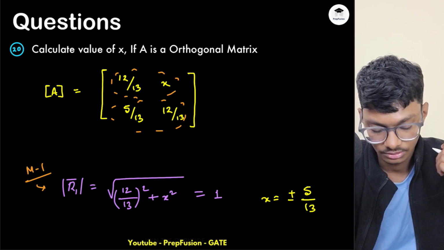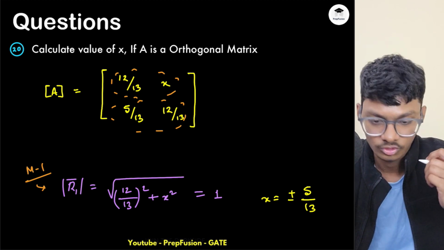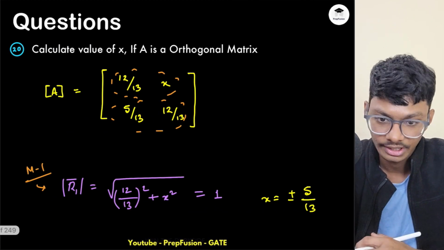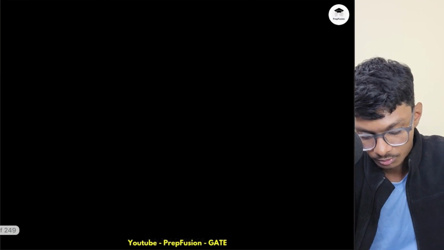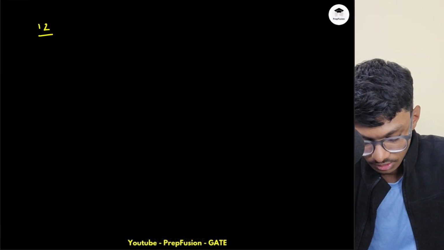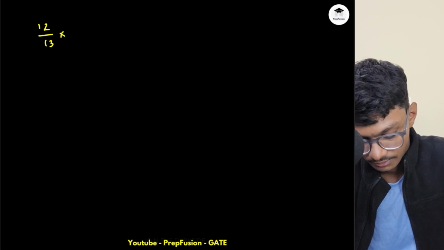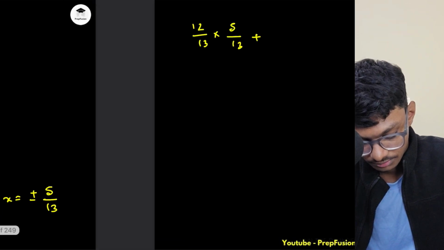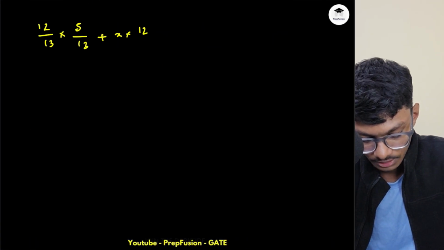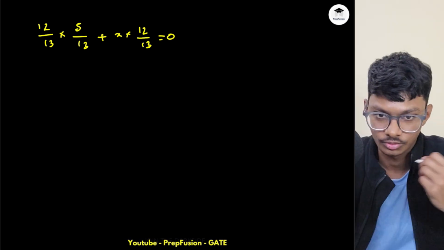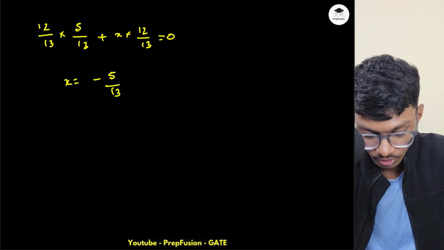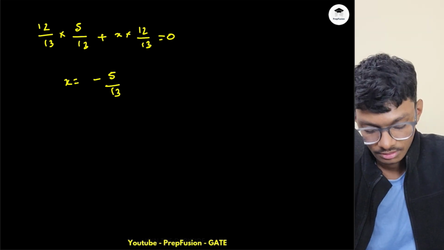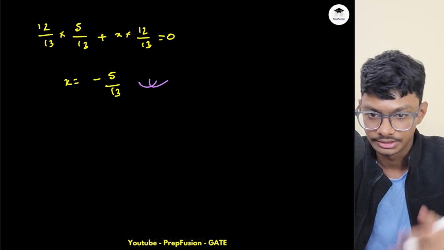Now which one should I take, the positive or the negative? You can eliminate one by the next property, that the dot product should be 0. We do the dot product between each two of the rows: 12 by 13 into 5 by 13 plus x into 12 by 13 should equal 0. So basically x equals minus 5 by 13. You could have directly done this, but I did this slowly to show you a few things.